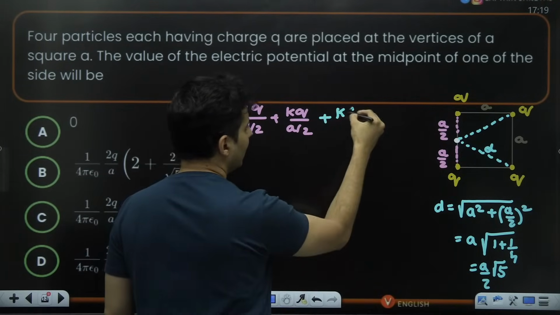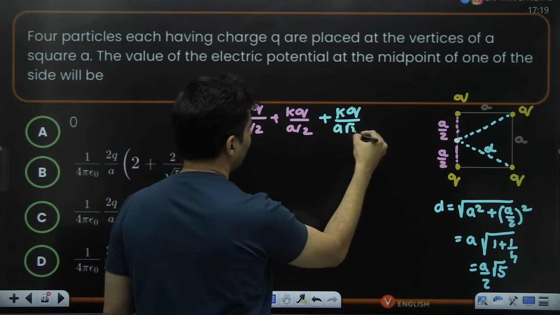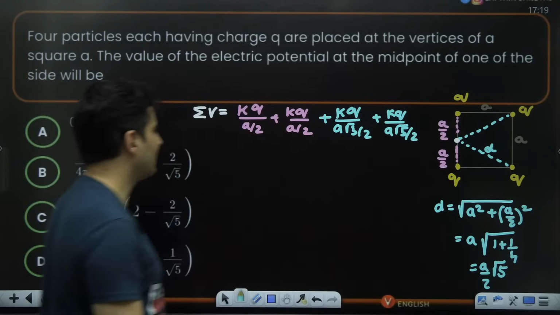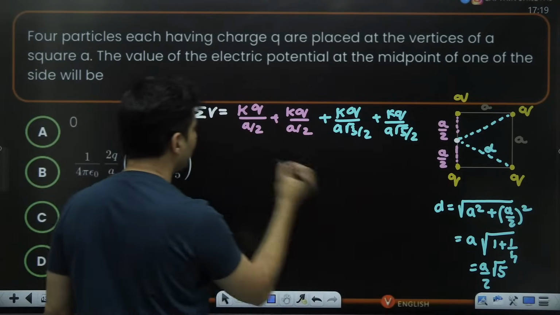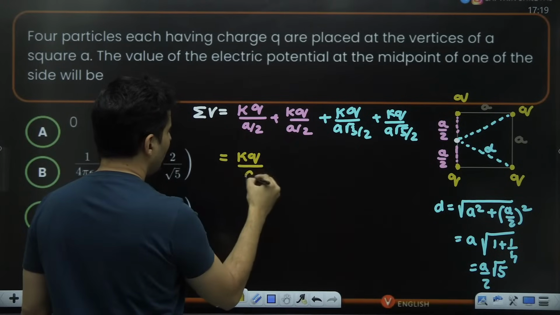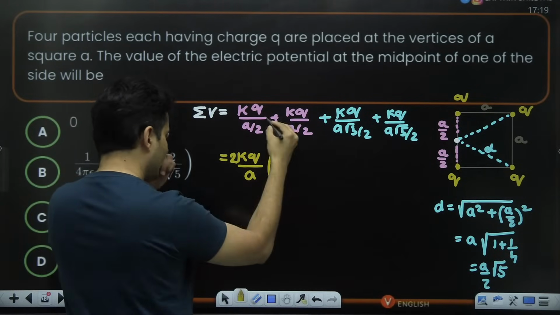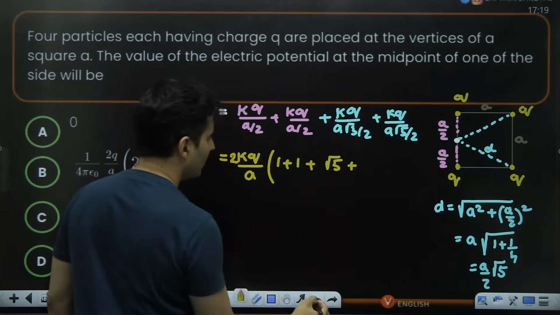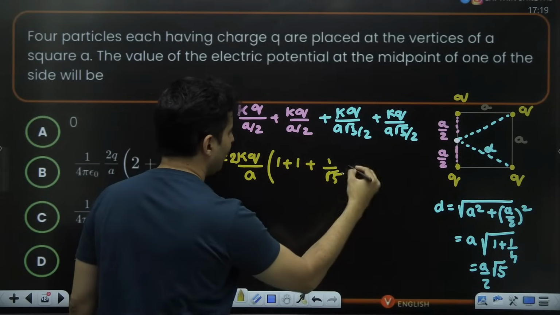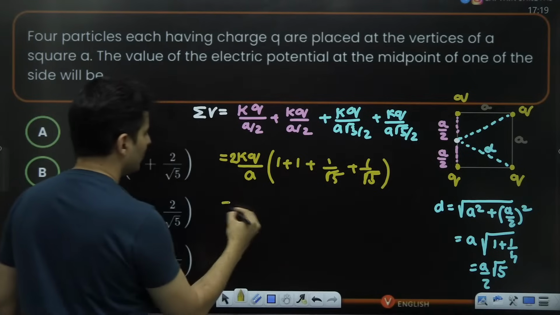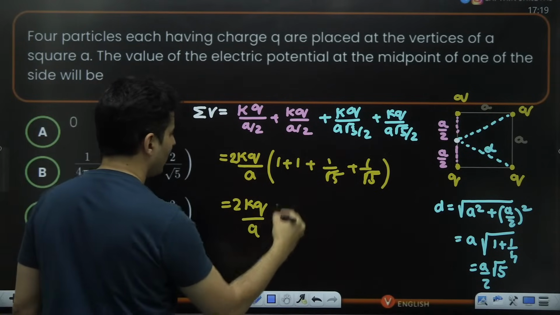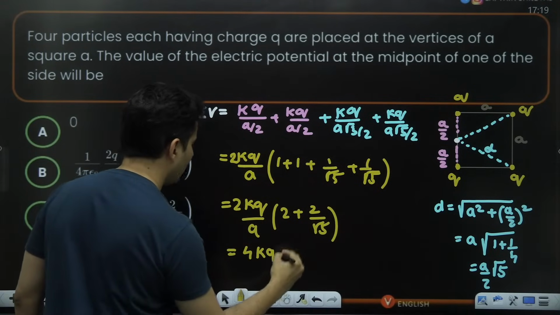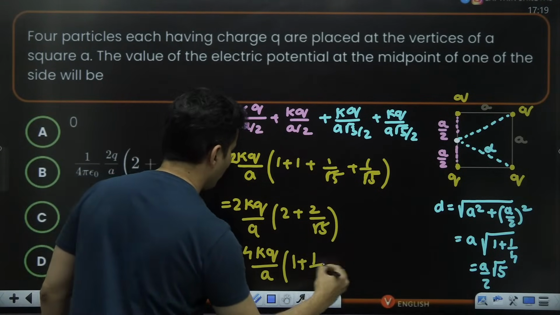So plus KQ divided by A root 5 by 2 plus KQ divided by A root 5 by 2. That's it. I can see a lot of terms are common, like KQ by A, and 2 is also common. And here you will get 1 plus 1 plus 1 by root 5 plus 1 by root 5, my bad. So this will become 2KQ divided by A, 2 plus 2 by root 5. So 2 you can also take common. It will become 4KQ divided by A, 1 plus 1 by root 5.